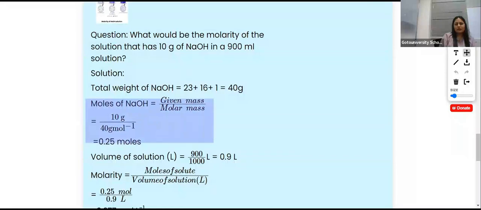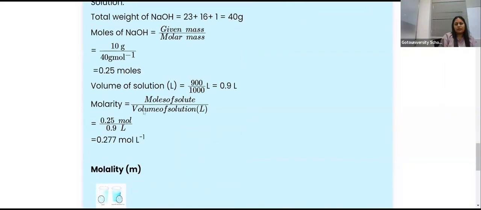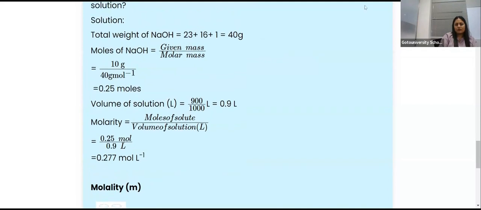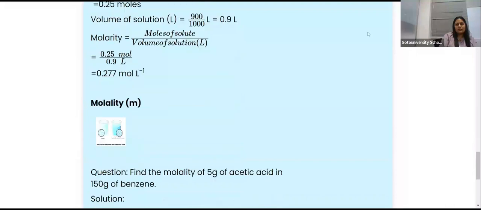Why have we calculated this mole of solute? Because when we apply the formula for molarity, that is moles of solute by volume of solution, it requires the moles of solute. That is why, right? So I think you can easily do the questions regarding molarity, mass fraction, mass percentage, volume percentage, mass by volume percentage, parts per million, right?